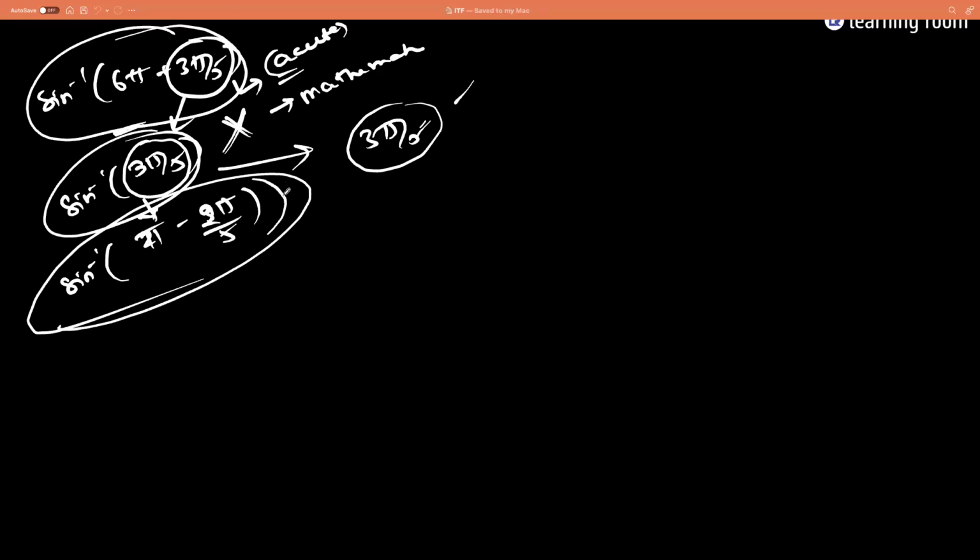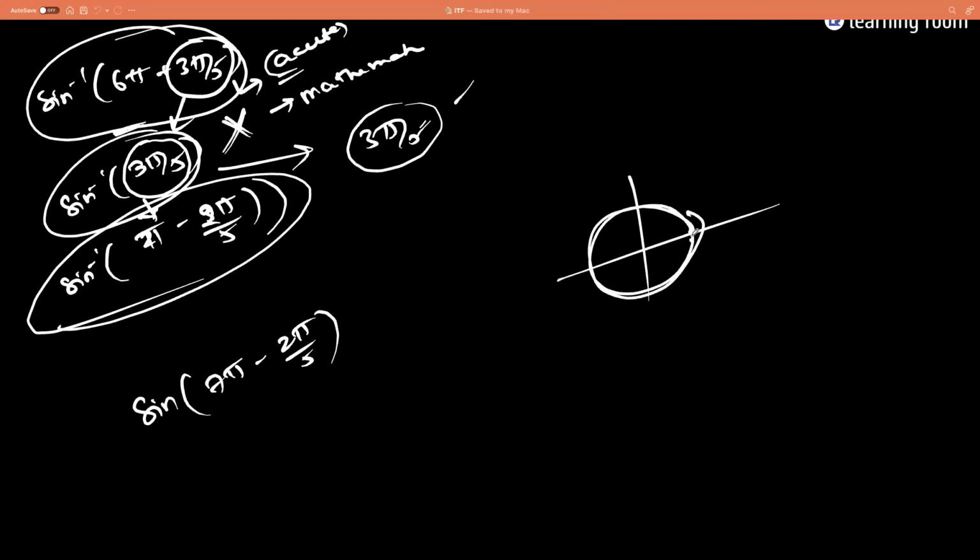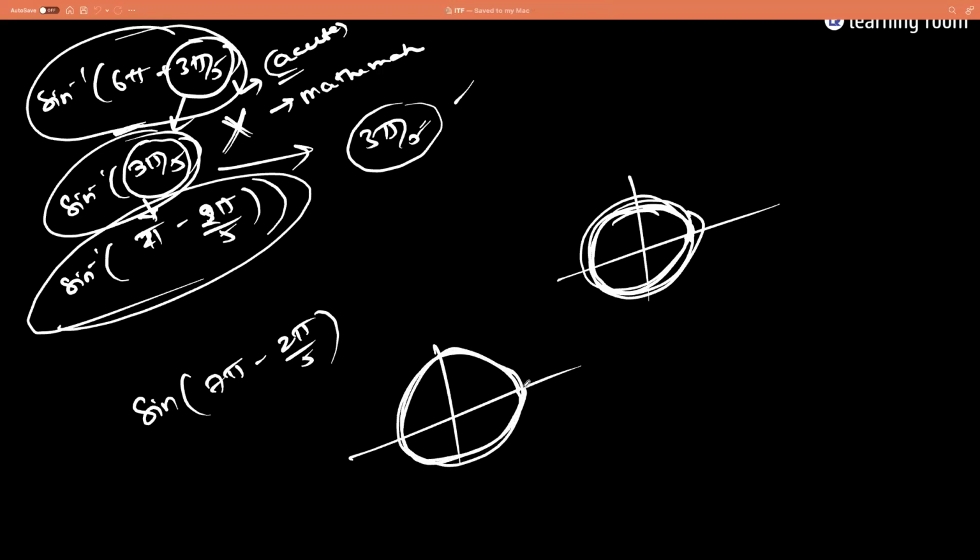Sir, sine of 7 pi minus 2 pi by 5. What happened? It's in the second quadrant, right? 1 pi, 2 pi, 3 pi. Sorry, it's my mistake. 2 pi, 4 pi, 6 pi. How many rotations are over? 3. So 6 pi plus pi is 7 pi. Yes, sir. 7 pi minus acute angle is in the second quadrant. Got it? I'm repeatedly telling you, acute angle. Only then will you be able to decide the quadrant.